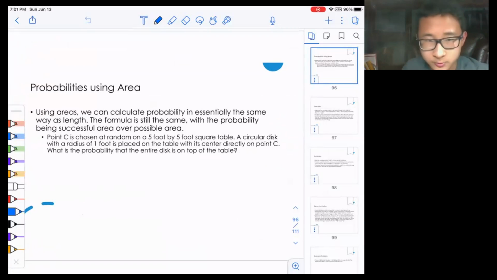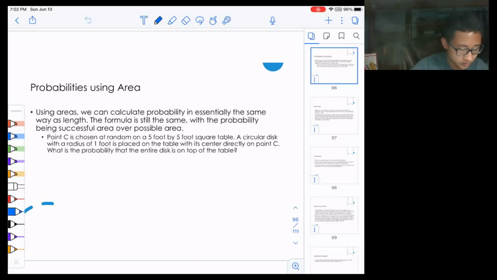Today we're going to start with probabilities using area. Basically, it's the same thing as what we learned earlier, where we looked at probability on the number line, except it's two-dimensional and it's with area instead of the number line. Using areas, we can calculate probability in essentially the same way as length. And the formula is still the same, the probability being the successful area over the possible area. So it's the same thing except that it's area instead of length.